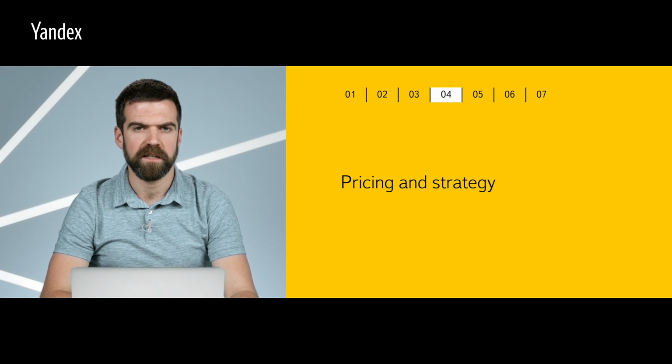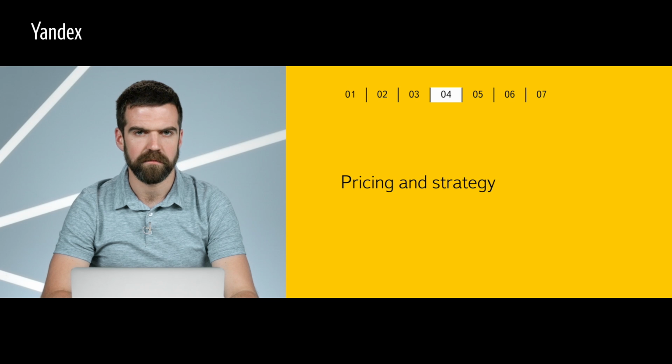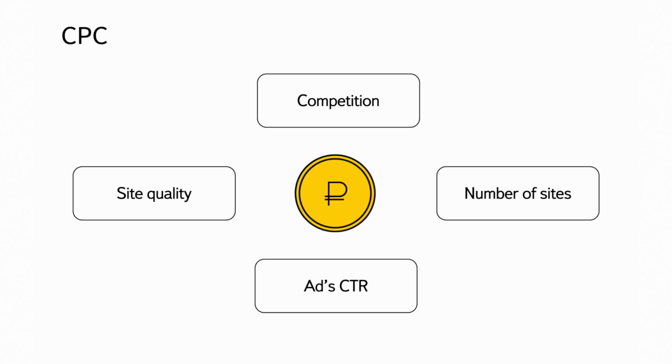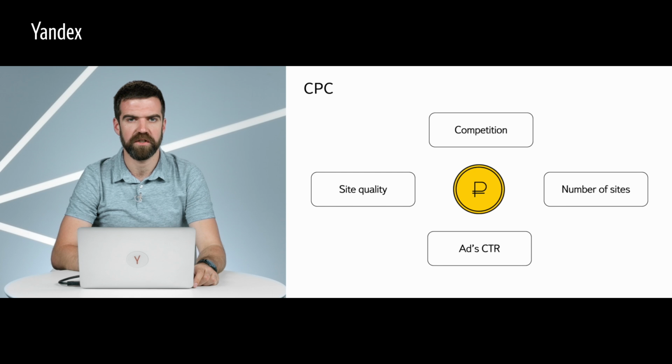Let's talk about pricing and strategy for Yan campaigns. So, how is cost per click determined for sites in the Yandex Advertising Network? On content sites in Yan and external ad networks, click price depends on the quality of the specific host site's audience, the level of competition, the number of sites in Yan related to this topic, and on the click-through rate of the site itself.